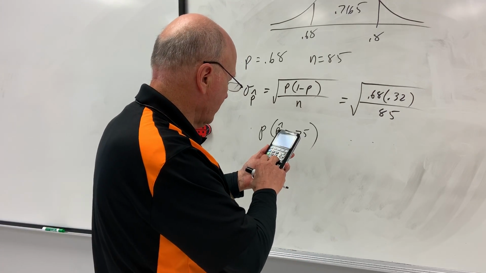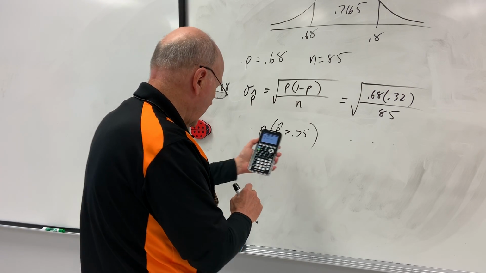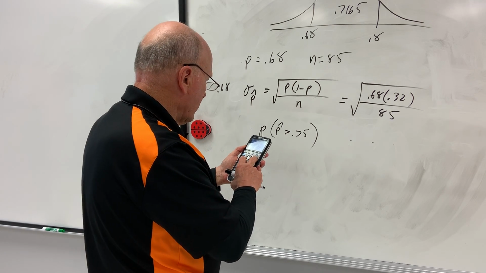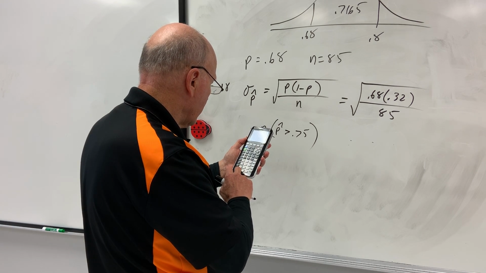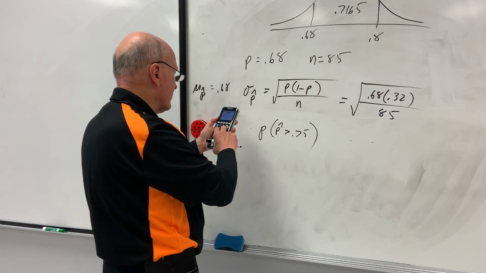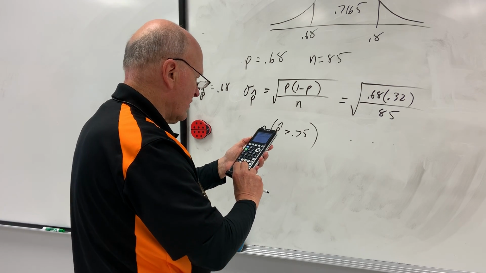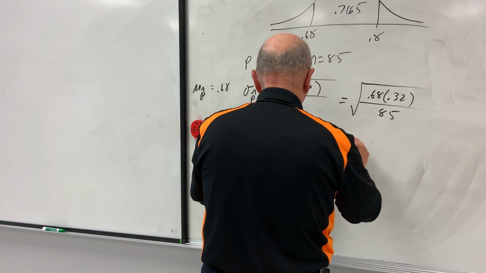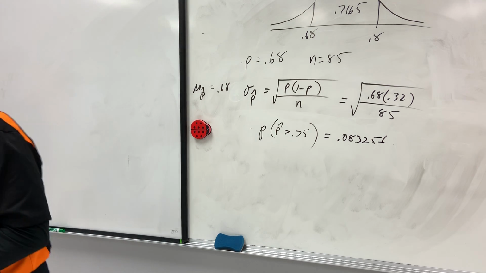So I'm going to go second, distribution. I'm going down to normal CDF. The lower in this case is 0.75. The upper in this case, we're just going to pick a big number, like 1,000,000 or something. The mean stayed the same, 0.68. The standard deviation stayed the same right here. So we're going to hit enter, enter, and when I get through hitting enter, I'm getting 0.083256 and a bunch of numbers after that.